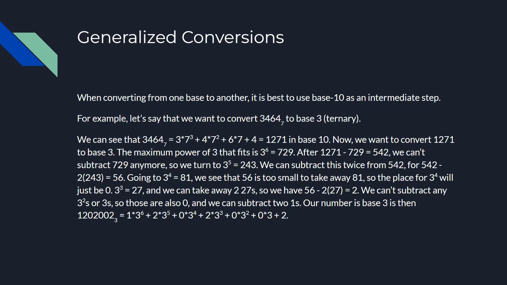Now, 3 to the third is 27, and we can take away 2 27s, so we have 56 minus 2 times 27 equals 2. And we can't subtract any 3 squared or 3s, because those are both greater than 2, so those are also 0. We don't have any of those. And we can subtract 2 1s. So our number in base 3 is then 1202002. So you can see the entire representation down here, where it's just powers of 3.